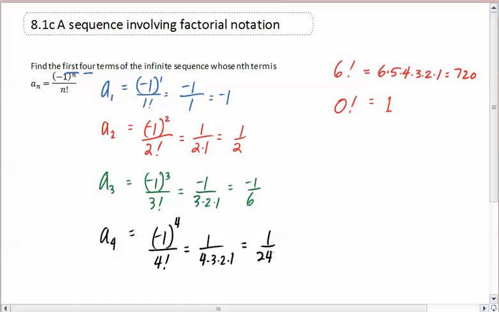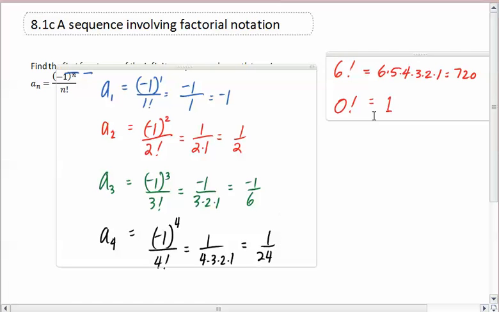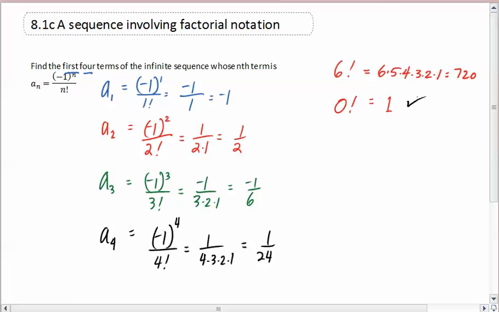Okay, so this is what it means to use factorial notation, and I believe I've given you information about the 0 factorial, so don't forget that, and I think that's all.